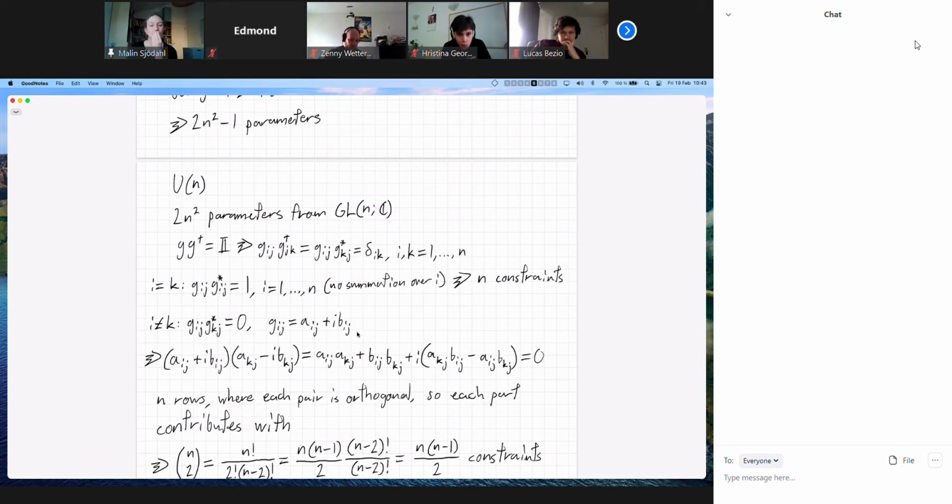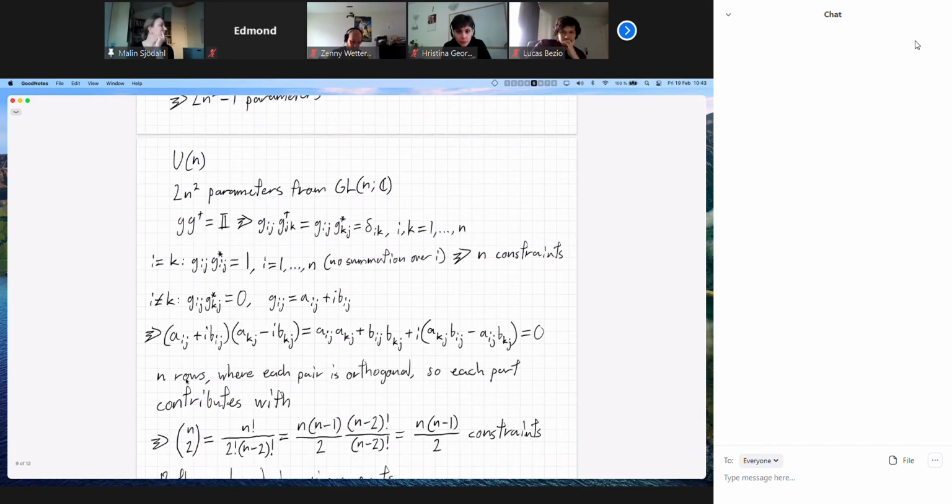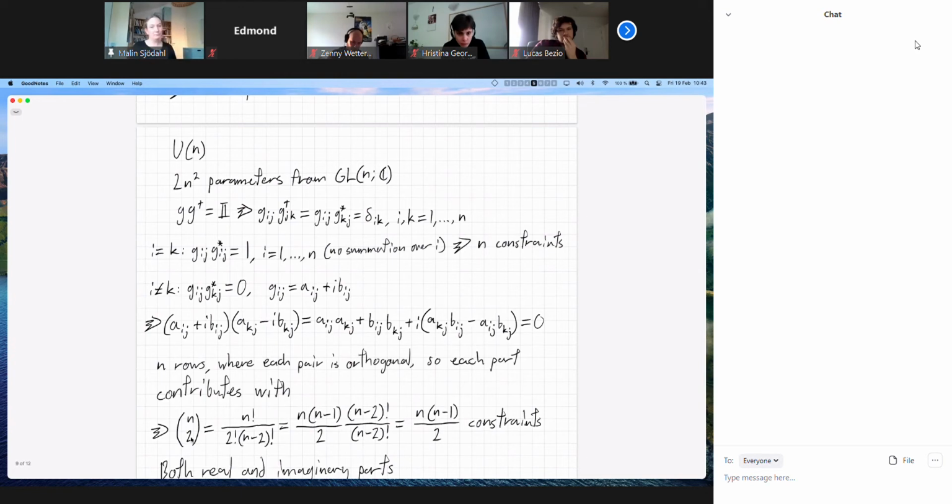Writing each element in terms of its real and complex parts and multiplying it out, we get two terms here. The first one is a condition that the real parts have to be orthogonal to each other, and the other is that the complex parts have to be orthogonal to each other. We have n rows or n columns, and each pair is orthogonal. So each part contributes n choose 2, because we have n rows and we choose 2 rows to be orthogonal to each other. Put into the binomial expression, we get n times (n minus 1) over 2 constraints.